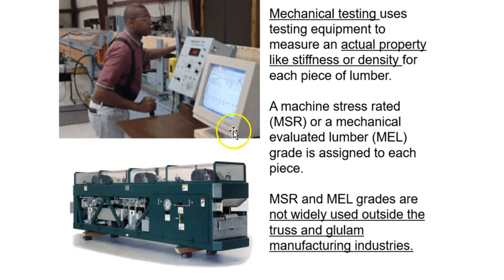And here's machine testing. So mechanical testing uses testing equipment such as this piece and this piece behind the gentleman. They measure the actual properties like stiffness and density. So machine stress ratings, or MSR, and mechanically evaluated lumber, MEL, assign a specific grade to it. And they're much more detailed, a lot more specific about the different structural characteristics of a piece of lumber. So they're typically not used outside of truss and glulam manufacturing. So not common dimensional lumber would not be machine tested. And we'll talk more about trusses and glulams in the next lecture.